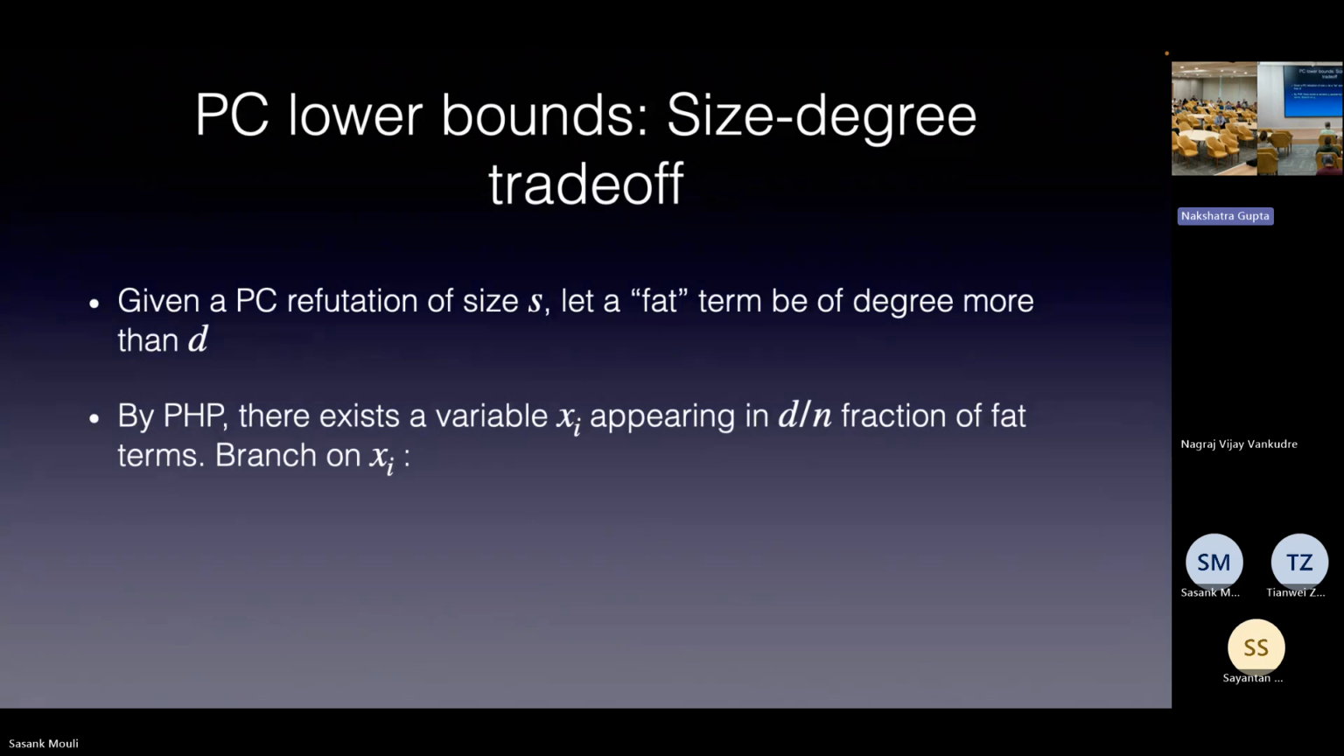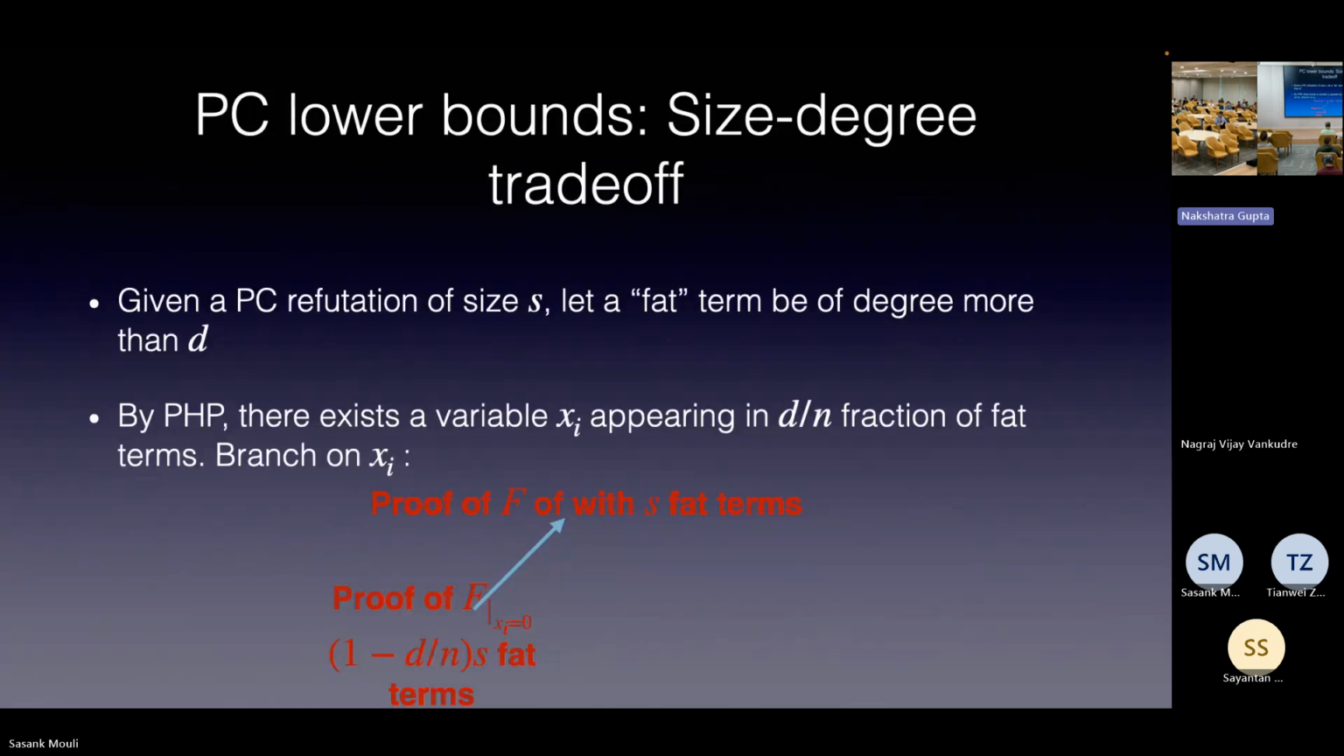And what we observe is that just by an averaging argument, there is a variable that appears in a d over n fraction of these fat terms, because each term contains at least d variables, and there are n variables in total, so there is a variable appearing in a d over n fraction. So what do we do? We simply branch on this variable which is appearing a lot, what we call a popular variable.